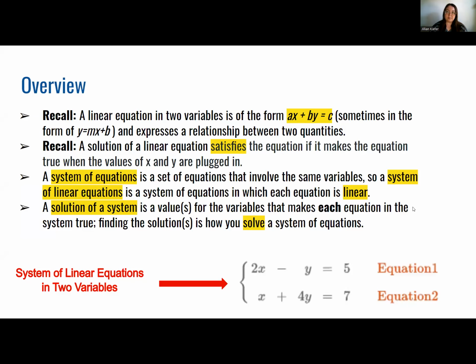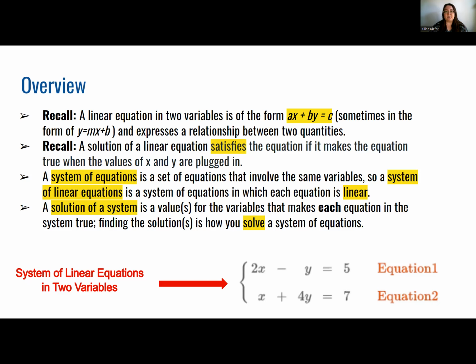All right, so as an overview of the section, first, we just want to do some recall. A linear equation in two variables is typically of the form ax plus by is equal to c. This is known as standard form. We see the x and the y terms are being added and they're equal to some other term that doesn't have an x or y. But sometimes this is also going to be in the form of y is equal to mx plus b, which should sound a little bit familiar. That is our slope-intercept form. So you're going to see linear equations written in both forms here.